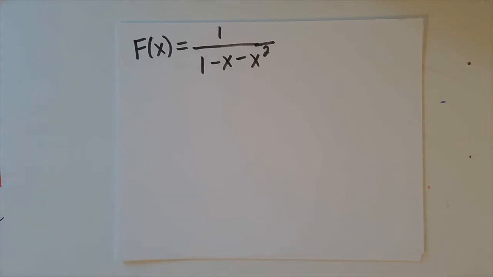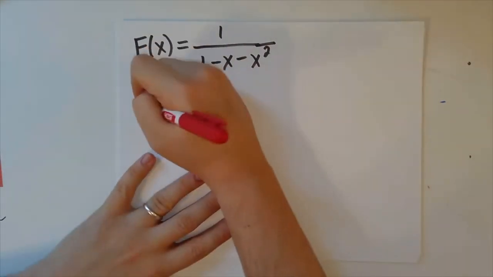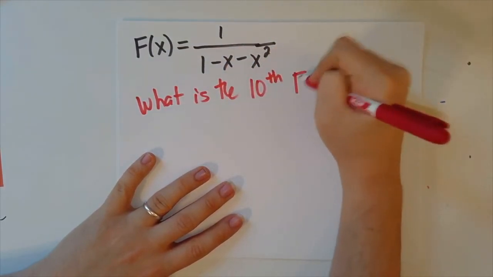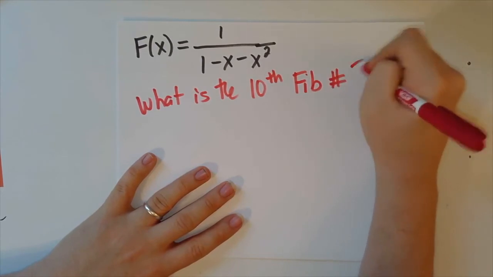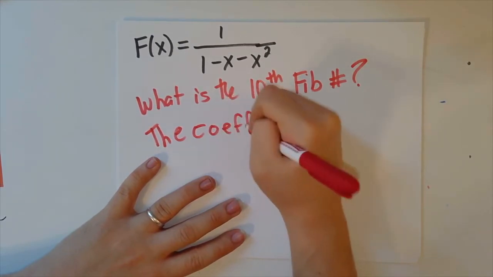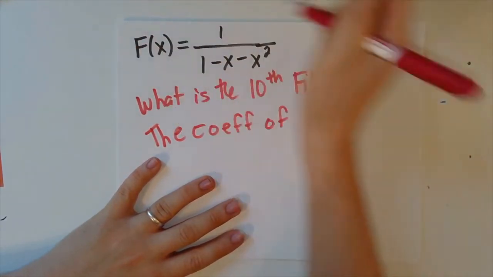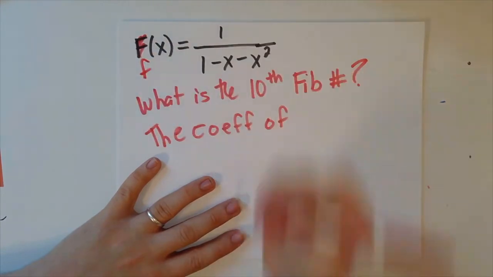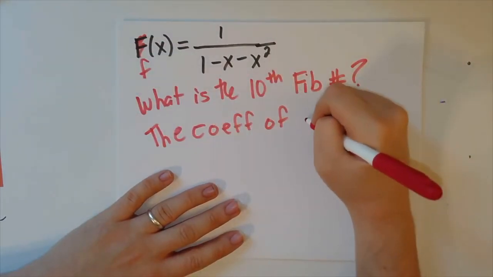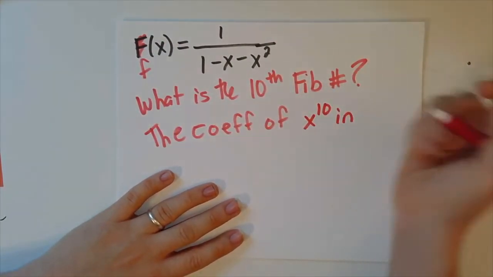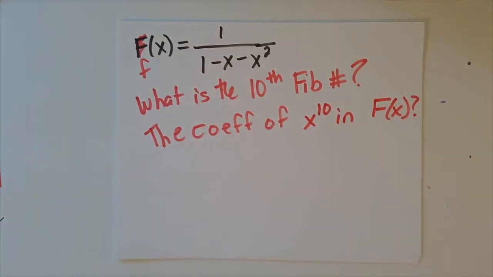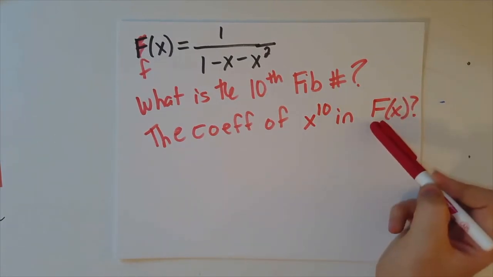All right. And I want to do that just for one case. So let's say I want the 10th Fibonacci number. Okay. So what is the 10th Fibonacci number? Well, that's the coefficient of, I guess I should really, by the way, have called this little f of x to follow my notation from before, because that's the function version. What is the coefficient of x to the 10th in the power series? That's what that's asking, right? Because that's going to tell me this thing.